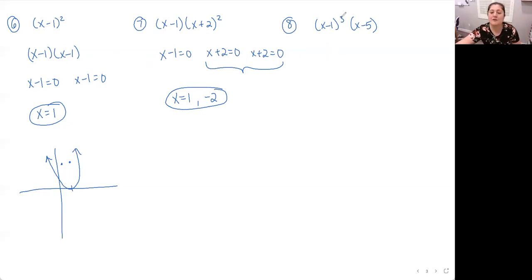Okay. So now there's no difference with the 3. There's no difference with the cubed, except you're going to have it show up 3 times. That doesn't mean that you're going to have to write x equals 1 3 times. You can just write it once, and that's going to be totally fine.